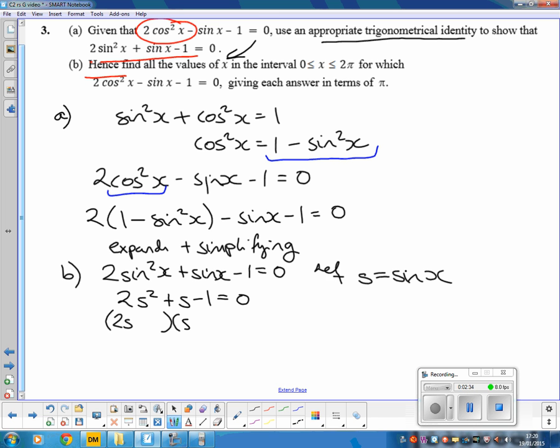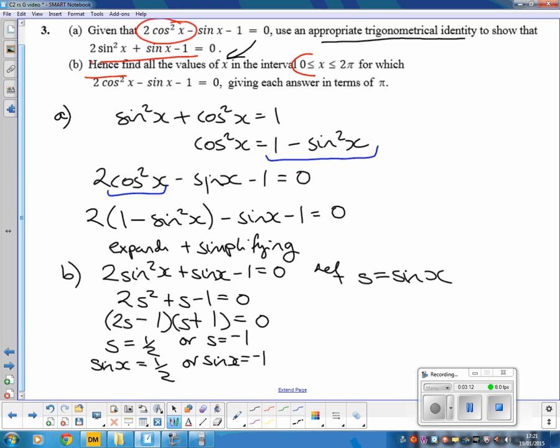So it's going to be 2s and s. It would have to be 1 and 1 on the end to make them minus 1. Minus means one's plus and one is minus. If I put a plus here, that gives me 2s. And if I put a minus there, that gives me minus 1s in the middle, which makes plus s. So that means s equals a half, or s equals minus 1. But we have to remember, we said s was sine x, so sine x equals a half, or sine x equals negative 1.